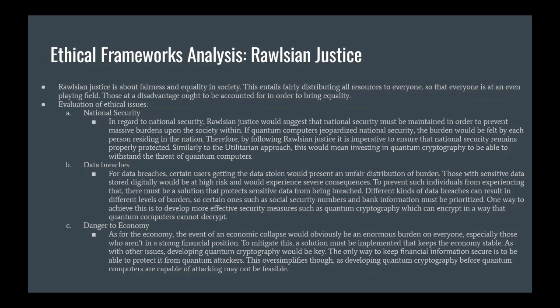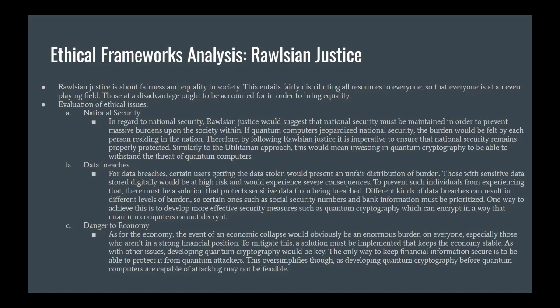And then lastly, for Rawlsian justice. Rawlsian justice is about fairness and equality in society. This entails fairly distributing all resources to everyone so that everyone is on an even playing field. Those at a disadvantage ought to be accounted for in order to bring equality.